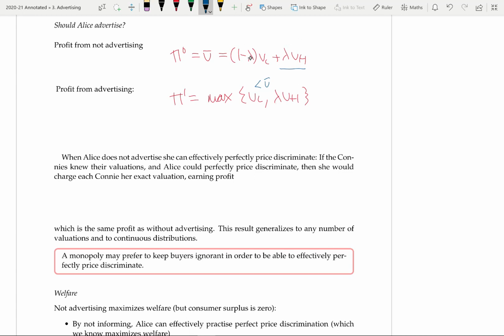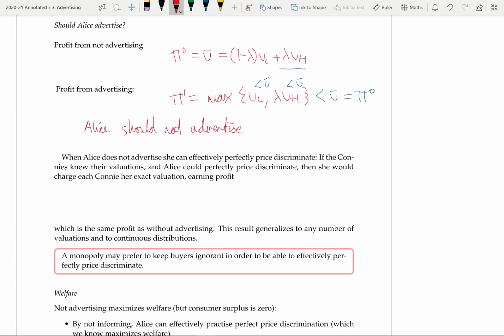but an extra term. And this term is positive as long as VL is greater than 0 and lambda is less than 1. So this is also less than V bar. So since both of these are less than V bar, pi 1 is less than V bar, which is equal to pi naught. So the conclusion is Alice should not advertise.